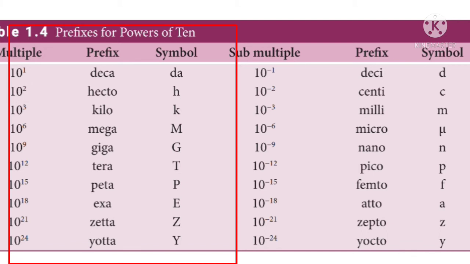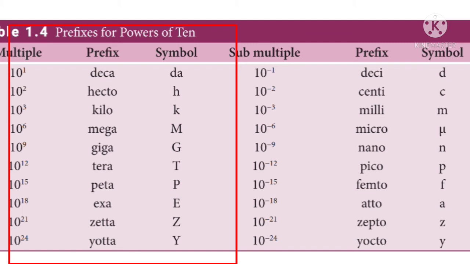10 power 9 should be called as giga. The symbol for giga is capital G. 10 power 12 should be called as tera. The symbol for tera is capital T. 10 power 15 should be called as peta. The symbol for peta is capital P.